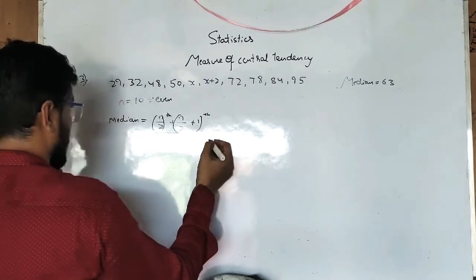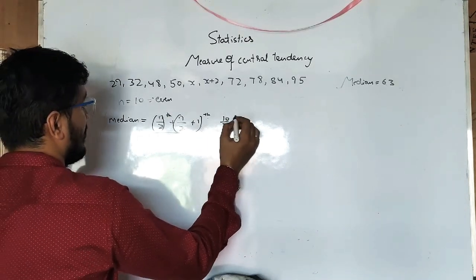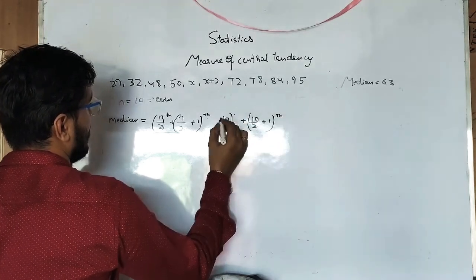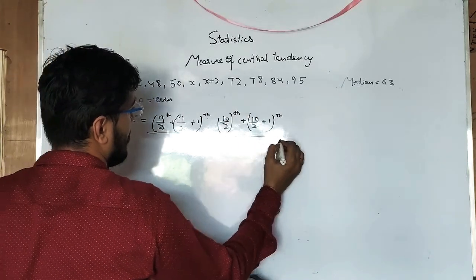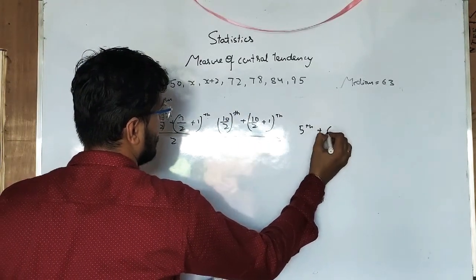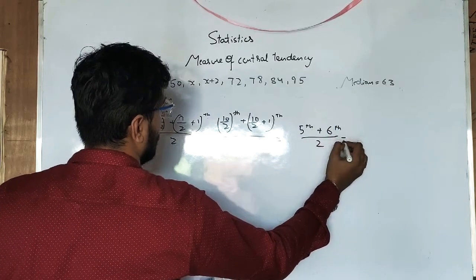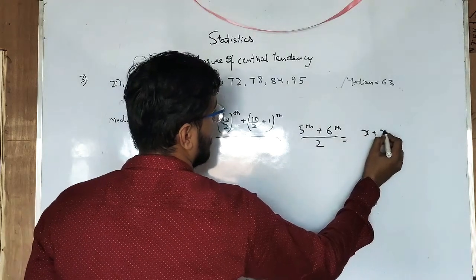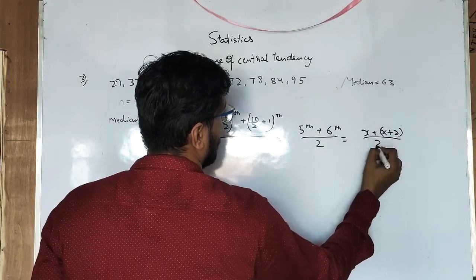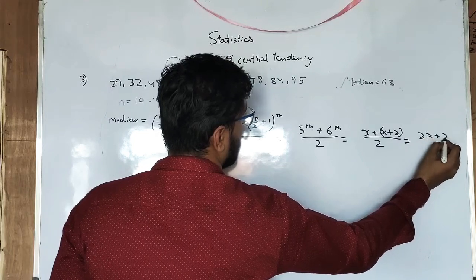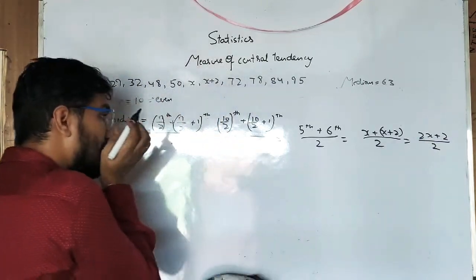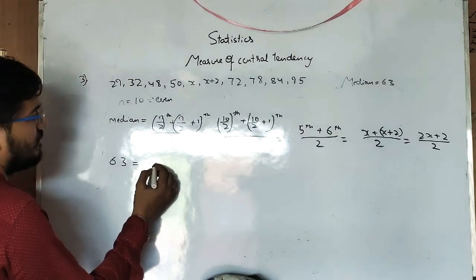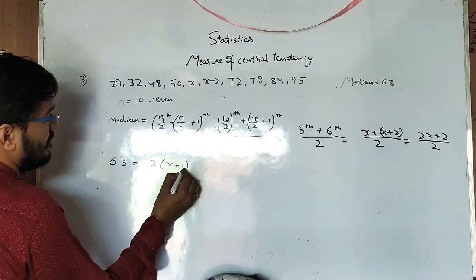Upon 2. So n by 2 means 10 by 2, plus 10 by 2 plus 1th term, divided by 2. So fifth term plus sixth term upon 2. So fifth term is 1, 2, 3, 4, 5 x plus 2 upon 2, which is 2x plus 2 upon 2. Now median is 63, it is given, which is equal to, taking 2 common, x plus 1 upon 2.